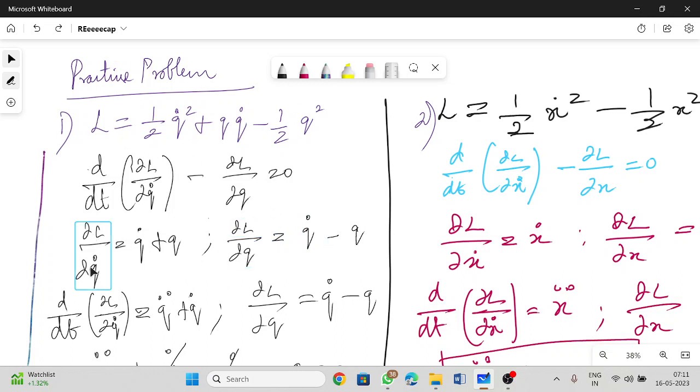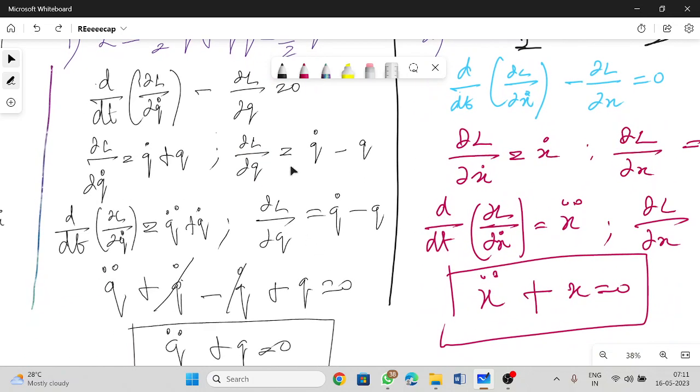Once we have dou L by dou q dot, I have to write d by dt of dou L by dou q dot, since we are able to differentiate that. So we are able to write d by dt of dou L by dou q dot is equal to q double dot, because there are no constants here, right? We have to differentiate q dot. So we can write the dou L by dou q term as such as in the previous step.